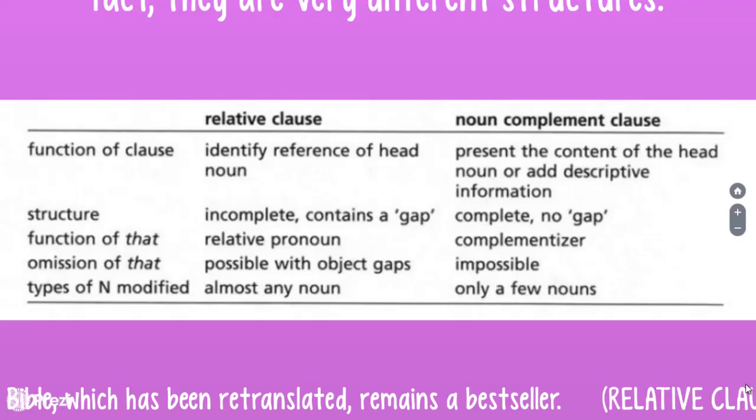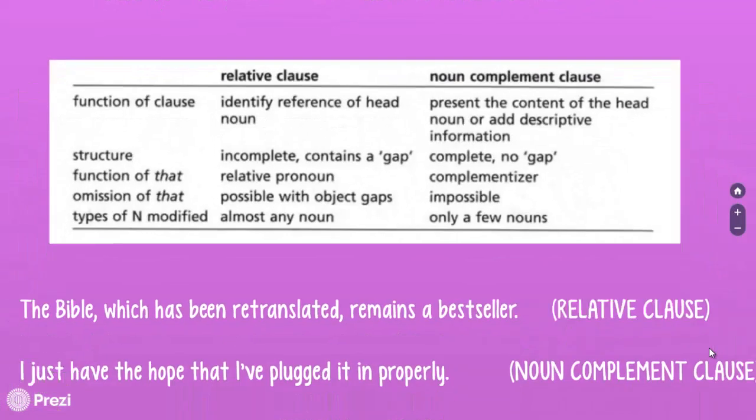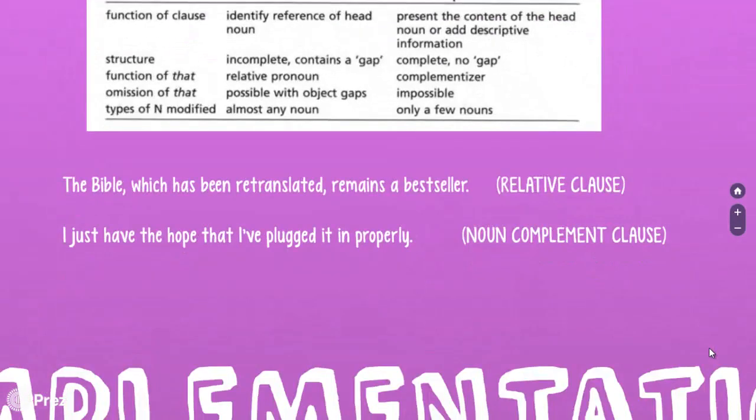Now let's illustrate this distinction between relative clauses and noun complement clauses. The first one is a relative clause and the second is a noun complement clause. Let's see how they are different from each other. At first sight, we can say that this is a non-restrictive relative clause, or we may also call it an appositive clause because it's placed in between commas. Now let's see that in this case, it's not necessary for us to identify the head noun because we are talking about a specific kind of book, which is the Bible. It's not any kind of book that we need to identify. We have already identified the type of book we are talking about.